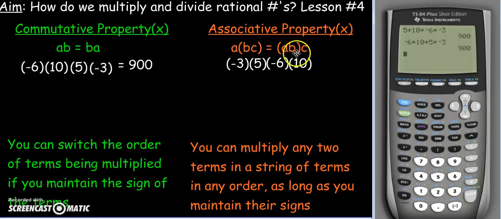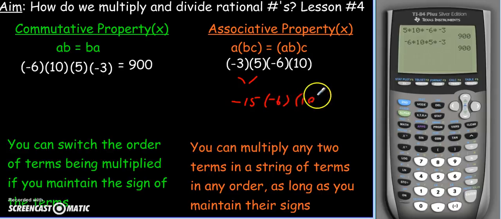The associative property, as you can see from the basic rule, is that you can do these in any order. We can multiply b by c first, then by a, or multiply a by b first, then by c. So we can multiply any two terms in a string of terms in any order as long as you maintain their signs. So let's just pick two terms to multiply. 5 times negative 3, that's negative 15. Now we could multiply the 15 by the 6, but it doesn't matter. We're just going to do the 6 and the 10 first.